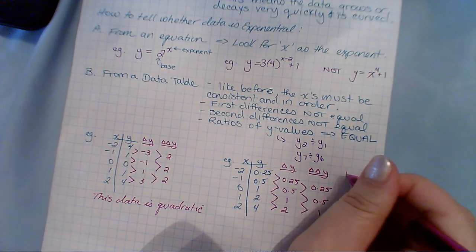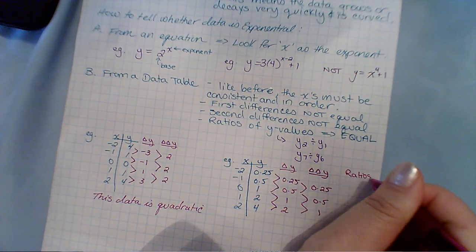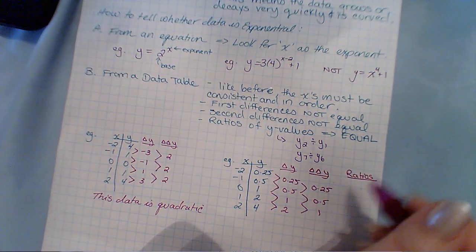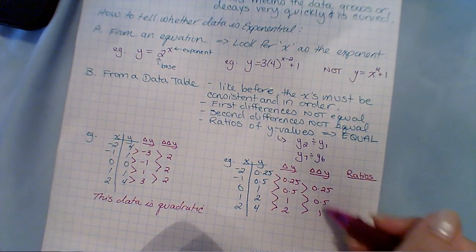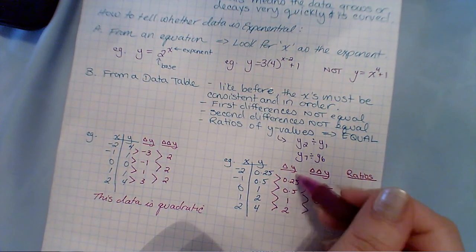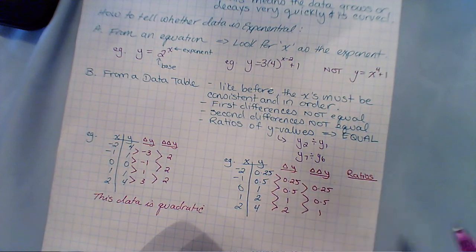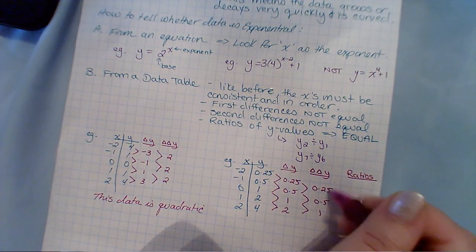So now this is where we find our ratios. So this, you add the extra column, and you have a choice. You can do your ratios of your delta y's, you can do your ratios of your first differences, or you can do your ratios of your y values. It doesn't matter, provided you did these right.